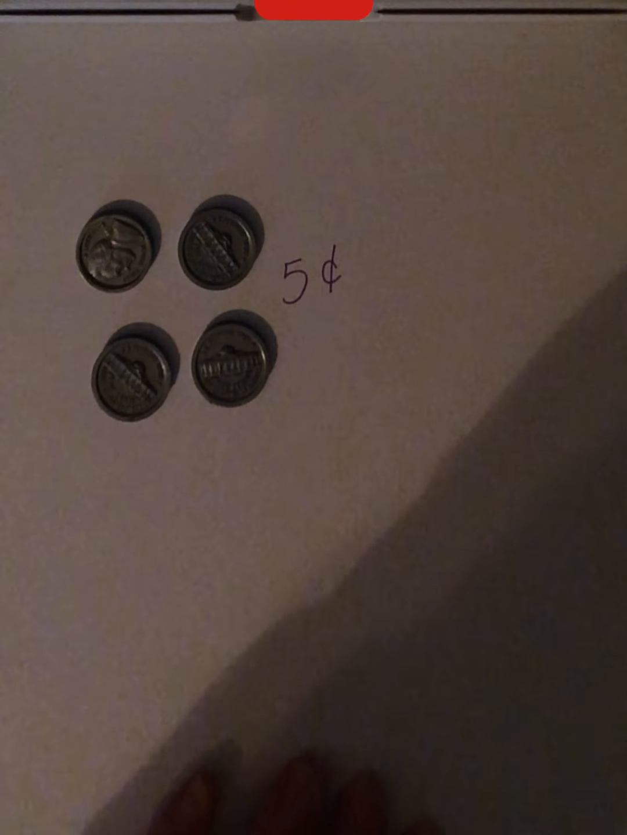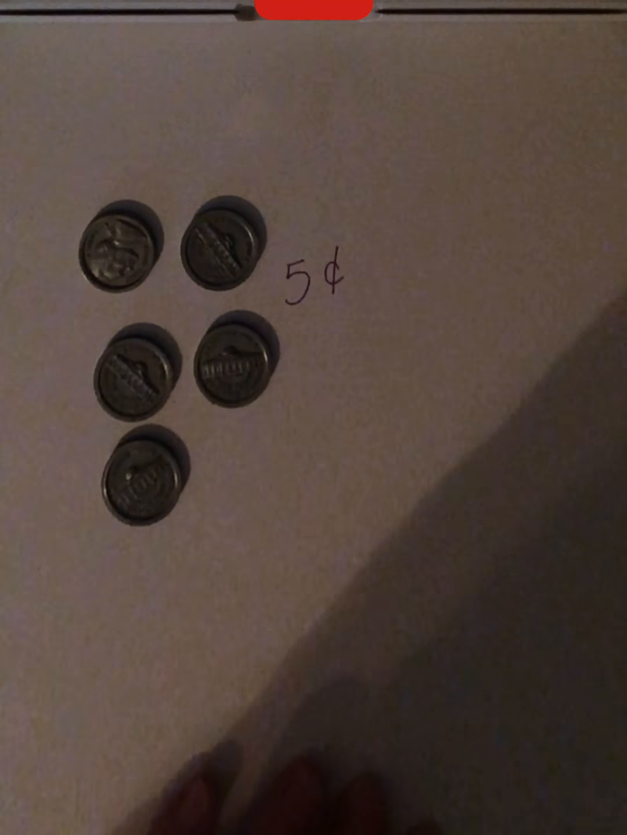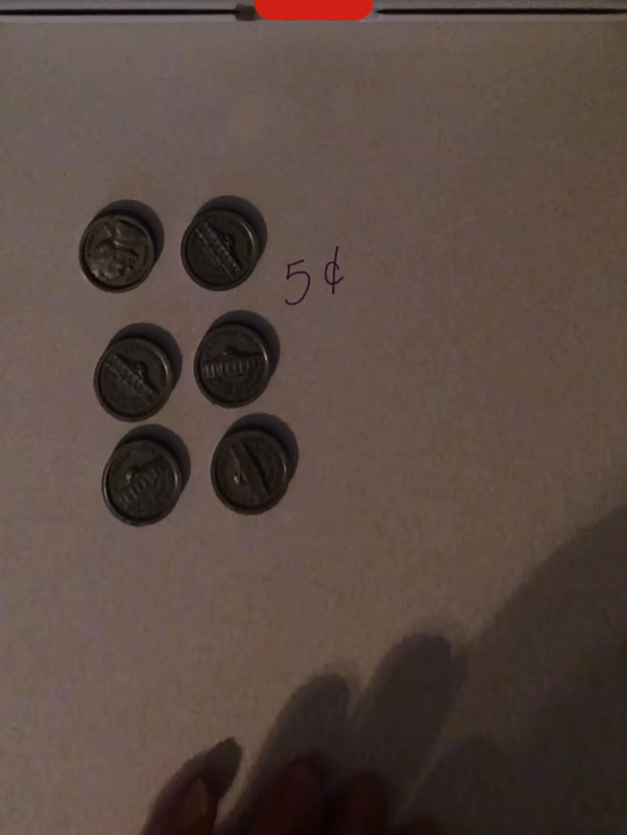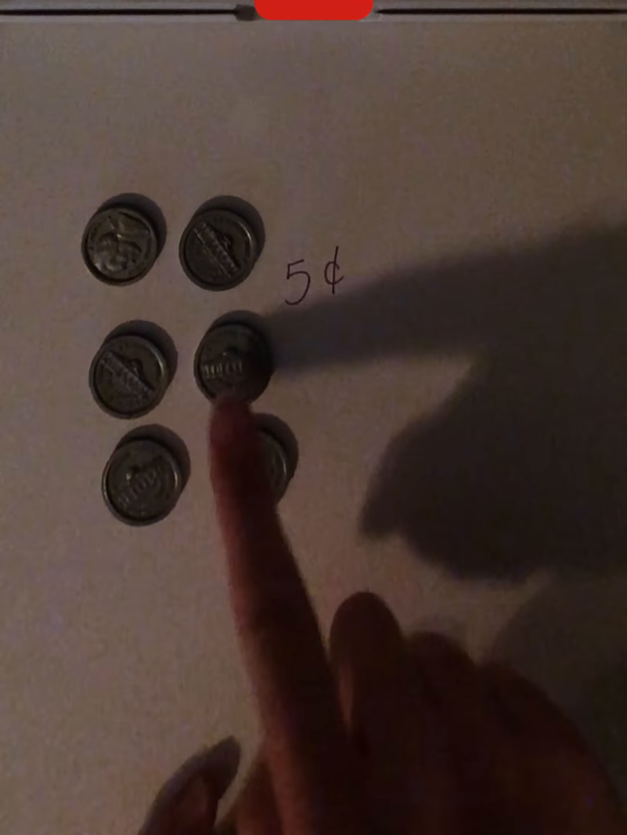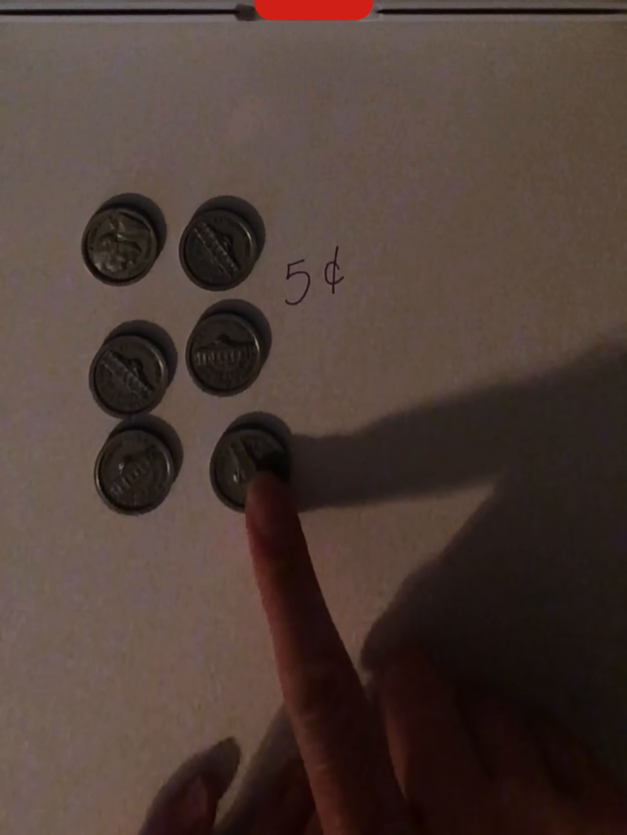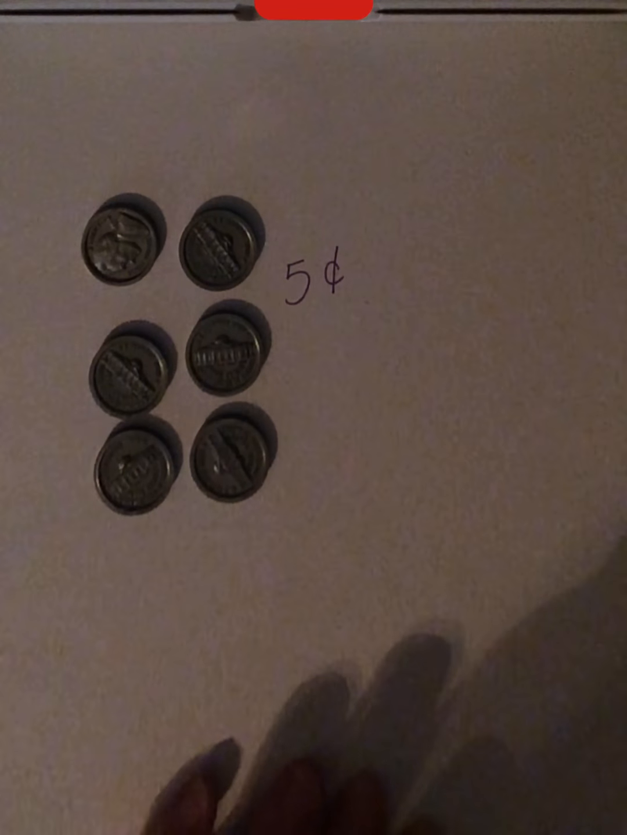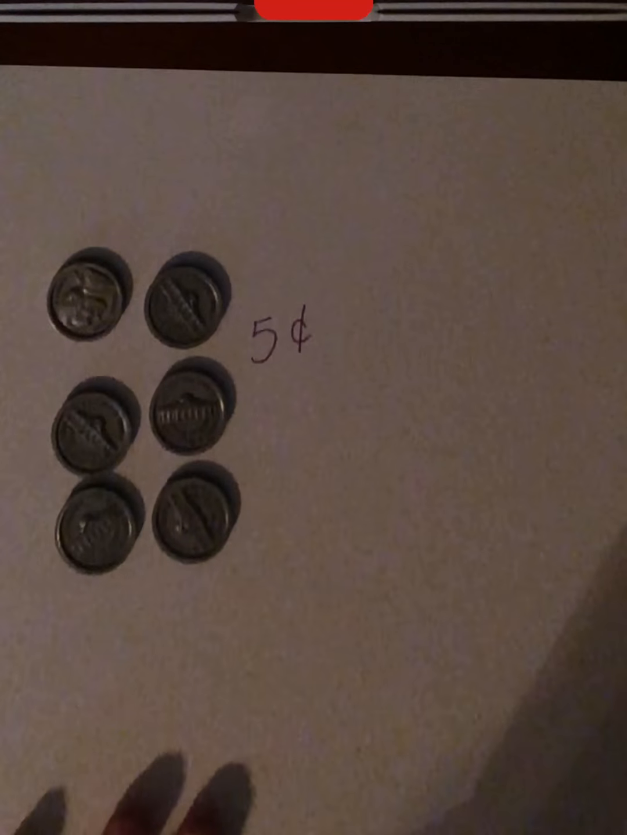20, 25, 30. We counted by fives. 5, 10, 15, 20, 25, 30. If we have 6 nickels, we have 30 cents.